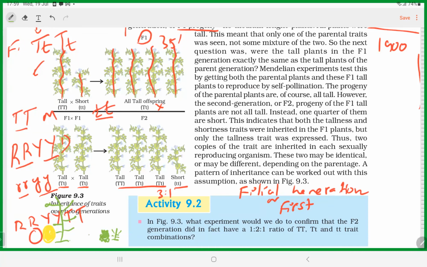Okay, can you see? This is what? Monohybrid cross, dihybrid cross, trihybrid cross. Okay. What is back cross?